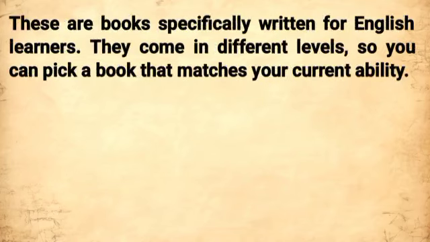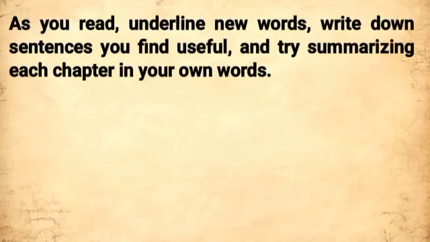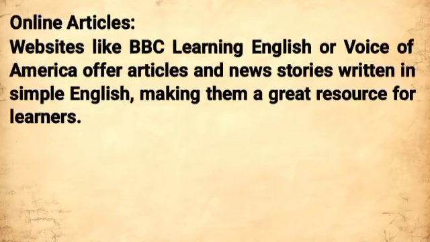These are books specifically written for English learners. They come in different levels, so you can pick a book that matches your current ability. As you read, underline new words, write down sentences you find useful, and try summarizing each chapter in your own words. Online articles. Websites like BBC Learning English or Voice of America offer articles and news stories written in simple English, making them a great resource for learners.